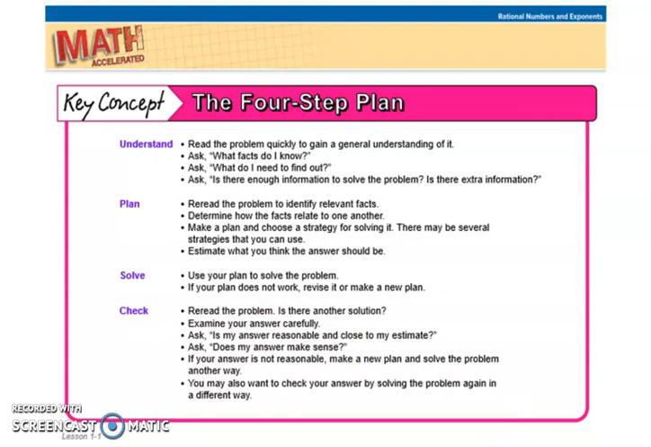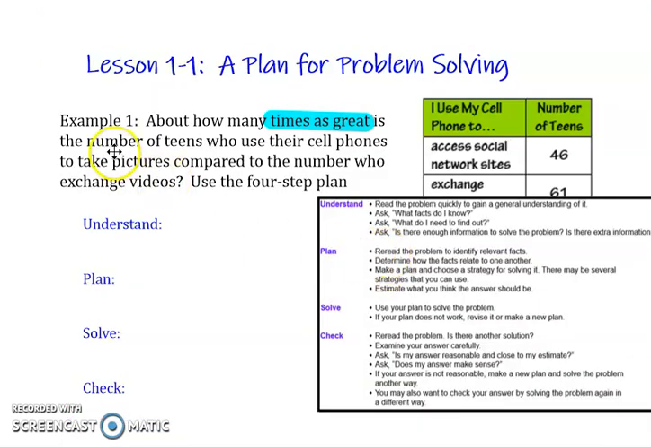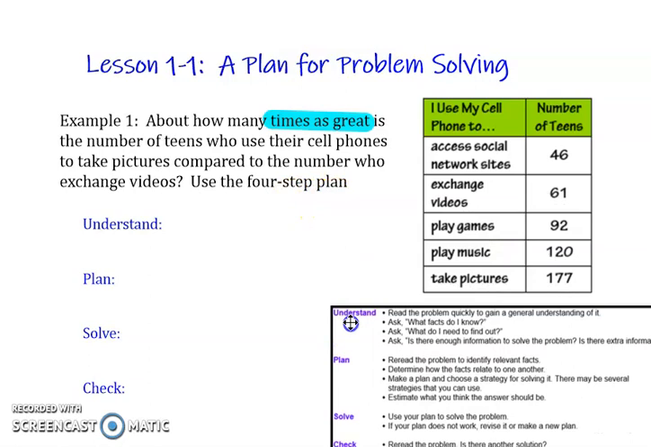Okay, so let's jump into this. Go back to that problem. About how many times as great is the number of teens who use their cell phones to take pictures compared to the number who exchange videos? Use the 4-step plan. Well, let's just look at this for a second here. In this data table here, we've got a whole bunch of teens, and you can read it. Some access social network sites, some exchange videos, some play games, some play music, some take pictures. Some may even do all of those. It doesn't tell you that specifically. They just ask how many use each type of operation there.